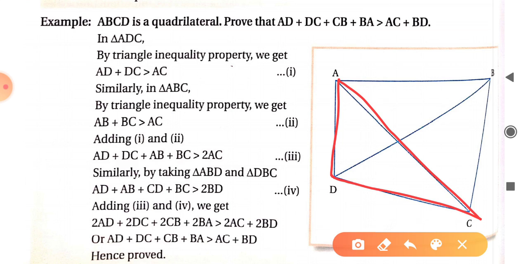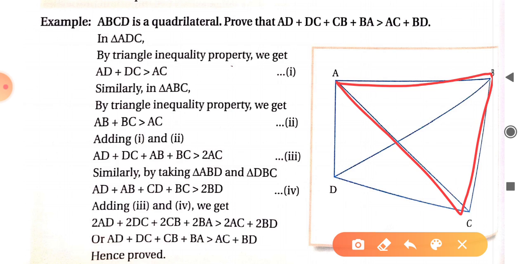In this triangle, by triangle inequality property, we get AD plus DC is greater than AC. Similarly, when we take triangle ABC, then AB plus BC will be greater than AC. And then we will add these equations, first and second. Then we get AD plus DC plus AB plus BC is greater than 2AC.